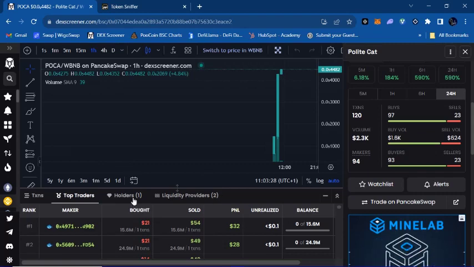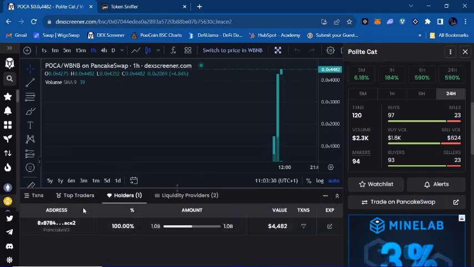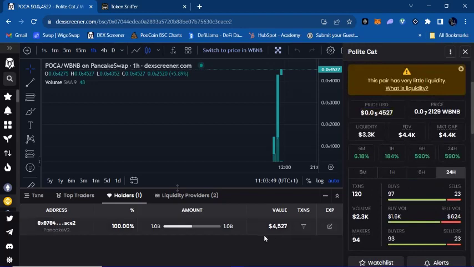Now if you go to the holders, these are the people holding the token, and you can see how much they are holding. This address holds everything. I believe this is the contract address for the token, and it's holding everything or less than. So sometimes you can use the holders to determine if a token is safe to buy or not.